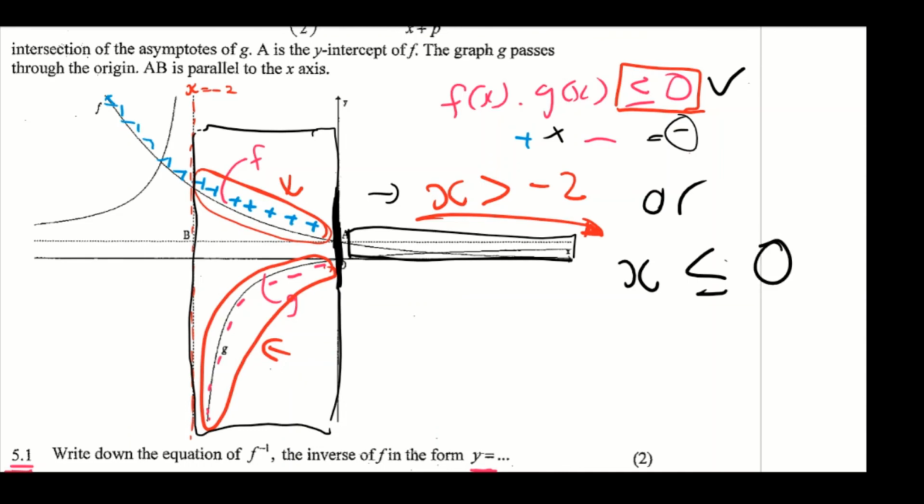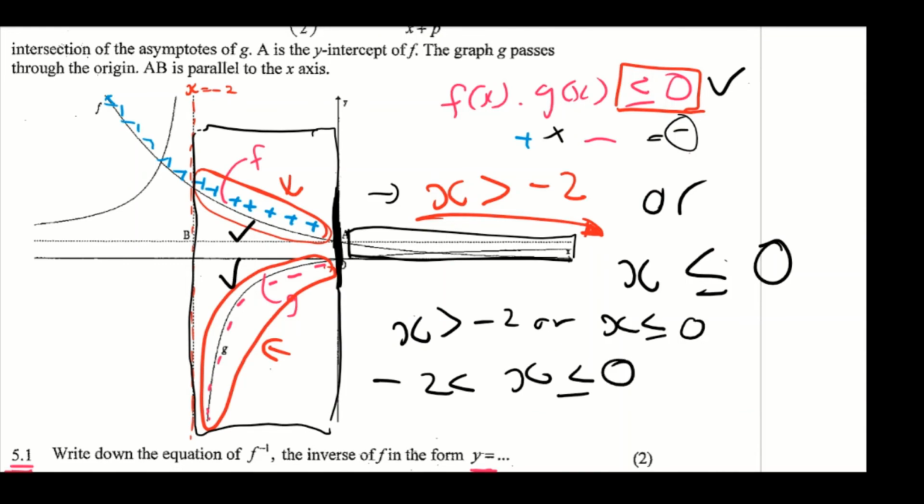So when x is less than or equal to 0, the same happens where a positive multiplied by a negative gives you a negative solution of y. So you can simply write down x greater than -2 and x less than or equal to 0. Or you can simply say when x lies between -2 and 0. So both these solutions are correct.